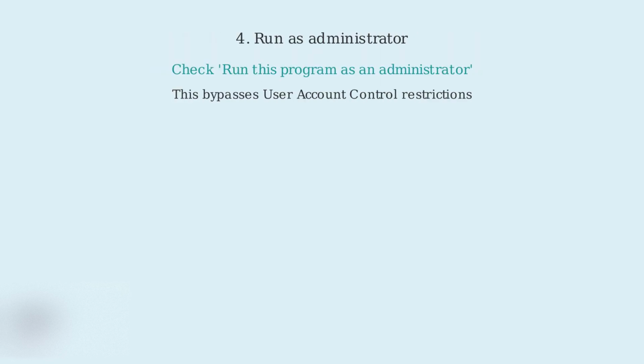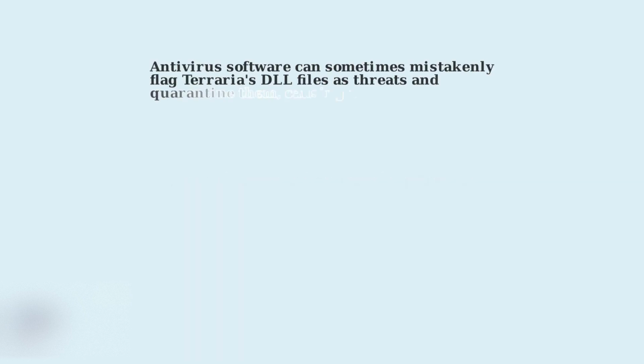In the same Compatibility tab, check the box for Run this program as an administrator. This gives Terraria elevated privileges, bypassing user account control restrictions that might be causing the error. After making these changes, click Apply and then OK to save the settings. Launch Terraria to see if the system.BadImageFormatException is resolved.